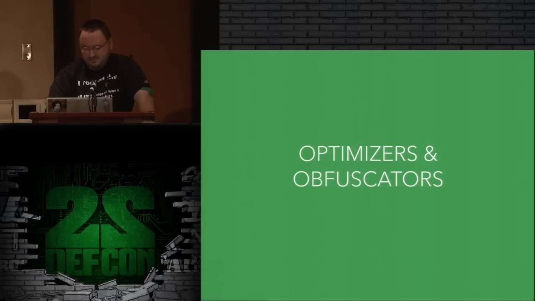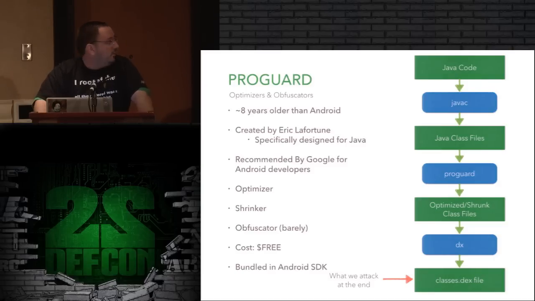Optimizers and obfuscators. ProGuard is pretty much what I want to talk about first. It's like the de facto standard for Android. After I did a little write-up on breaking their licensing system, Google packed it in their SDK, so most Android apps use it. It's about 8 years older than Android. It was created by Eric Lafortune, something like that. It's especially designed for Java, recommended by Google.